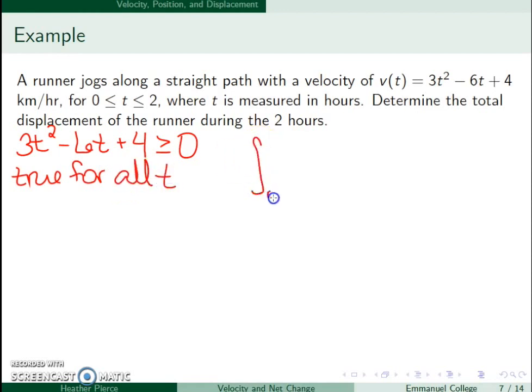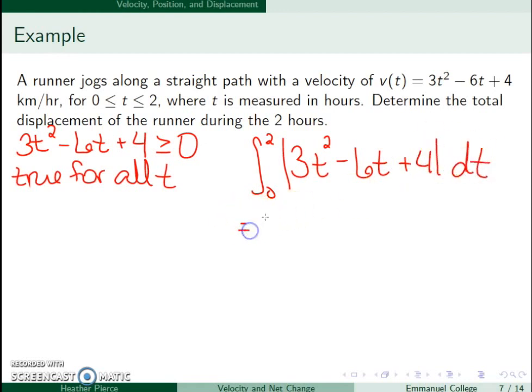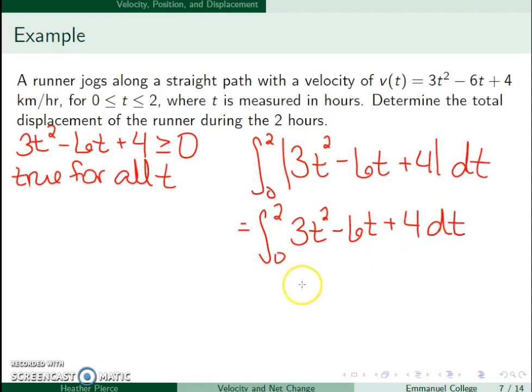So if we have the integral from 0 to 2 of the absolute value of 3t squared minus 6t plus 4 dt, we actually get that this is equal to the integral from 0 to 2 of 3t squared minus 6t plus 4 dt, which we just discovered was 4.